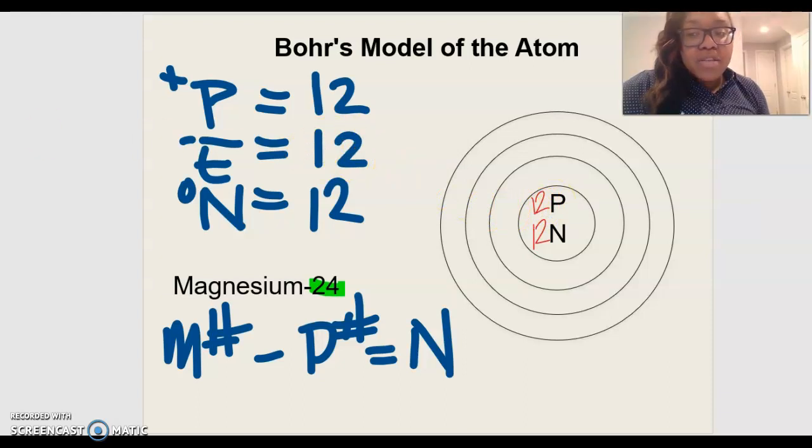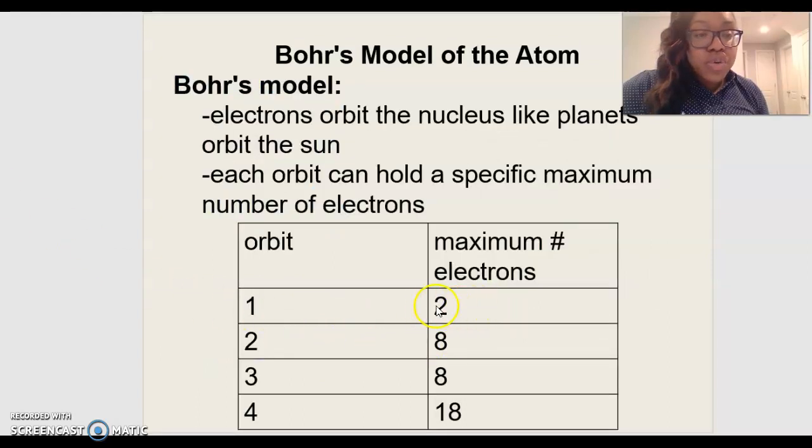When we reference back to our table, the first level holds a maximum of 2. Our second level holds a maximum of 8. Level 3 holds a maximum of 8, and 4 holds a maximum of 18. That doesn't mean that the orbital level can't hold less, but it cannot exceed the maximum capacity. And also remember, when we talk about the Aufbau principle in the future, we can't move to another orbital without completing full capacity from the previous level. Just like a video game, I'm not going to go to level 2 without having level 1 be completed. So we want to keep that in mind.